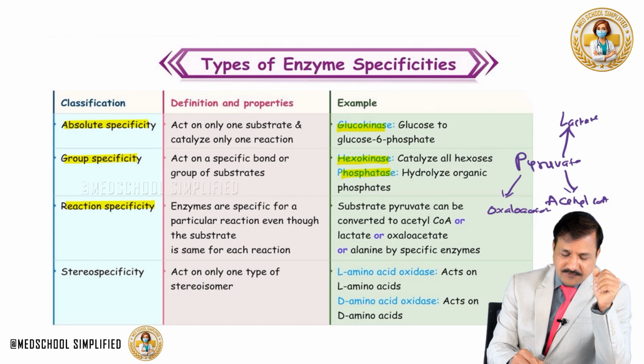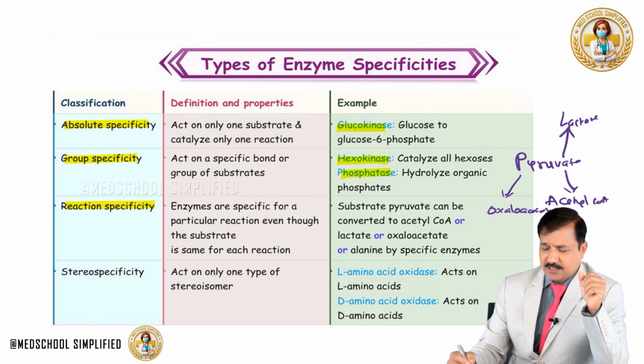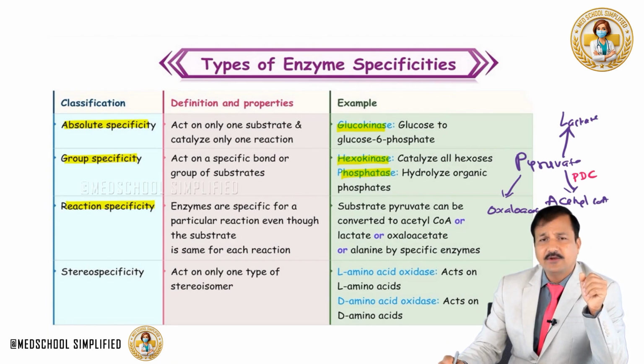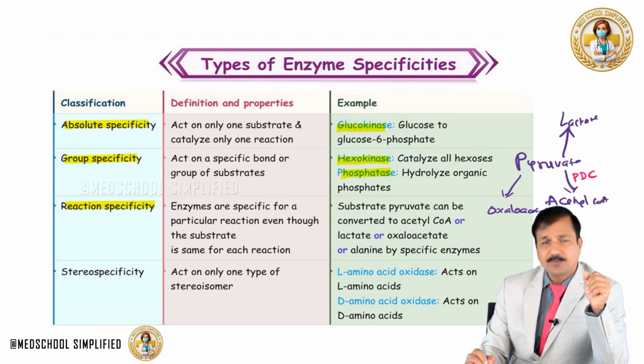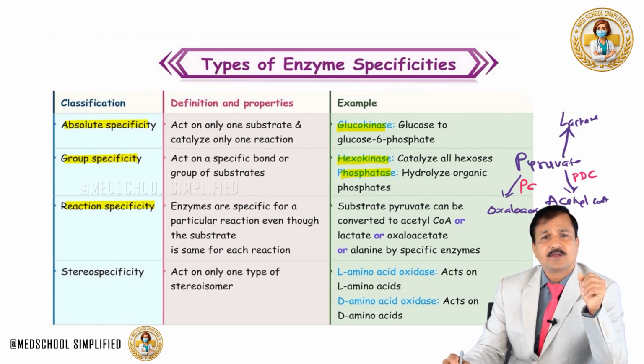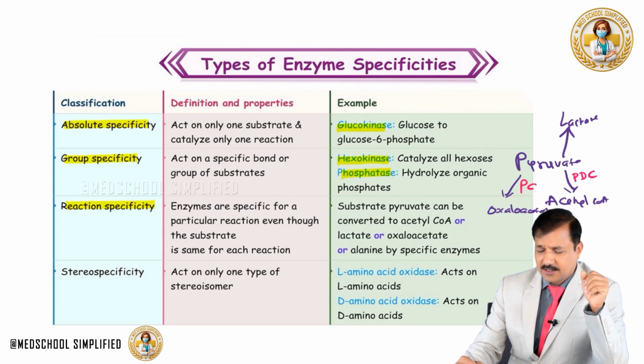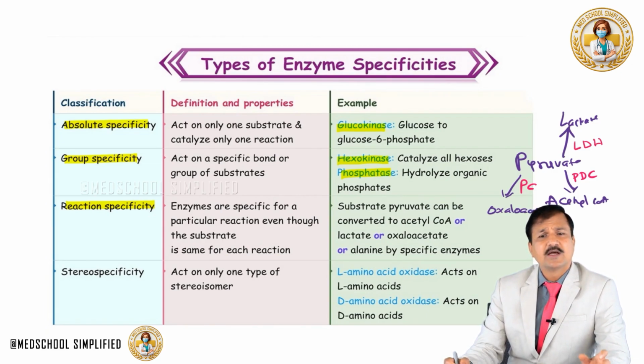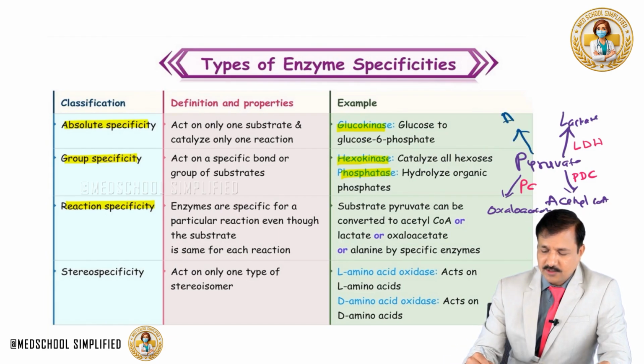So, for each of these different directions, we have specific enzymes. Like conversion of pyruvate into acetyl-CoA, it will be done by enzyme pyruvate dehydrogenase complex. Conversion of pyruvate into oxaloacetate, it is done by pyruvate carboxylase enzyme. Conversion of pyruvate into lactate, it is done by lactate dehydrogenase enzyme. So like this, pyruvate can go into different directions. Even pyruvate can also be converted into alanine. So this conversion of pyruvate into alanine, it will be done by enzyme alanine transaminase.